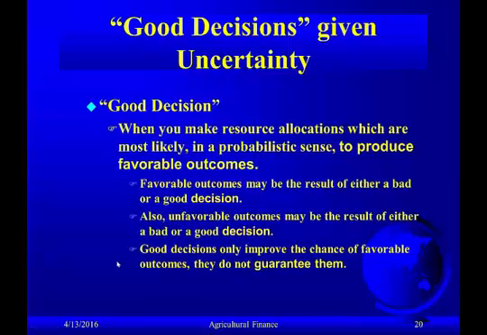Now let's talk about what constitutes a good decision given uncertainty. A good decision is when you make resource allocations which are most likely in a probabilistic sense to produce favorable outcomes. Not guarantee it, but to create a situation where it's most likely to produce favorable outcomes. Favorable outcomes may be the result of either a bad or a good decision. Also, unfavorable outcomes may be the result of either a bad or a good decision. Good decisions only improve the chance of favorable outcomes. They do not guarantee them.